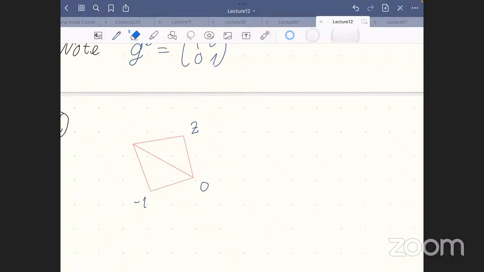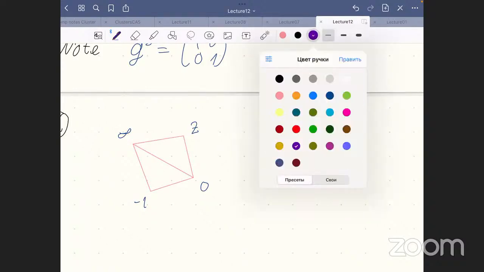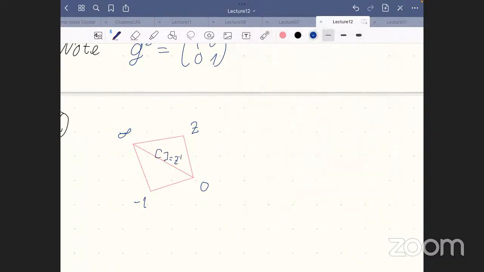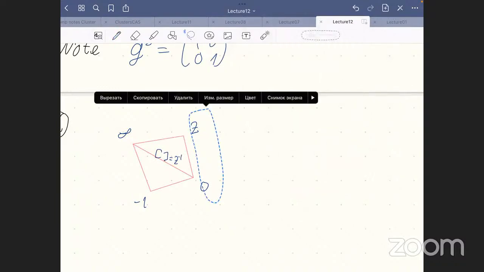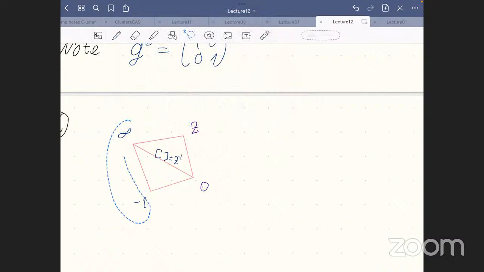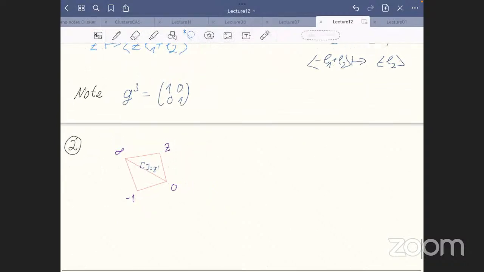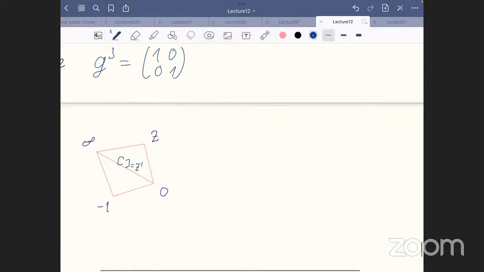Assume that the corresponding points in P1 are as follows: infinity, -1, 0, and z. Then the corresponding variable here, maybe in one convention, will be z inverse. Then if you look at what's going on, we should go from this triangle to this.